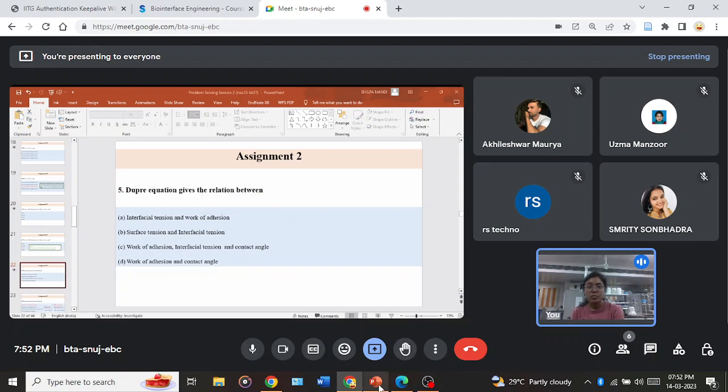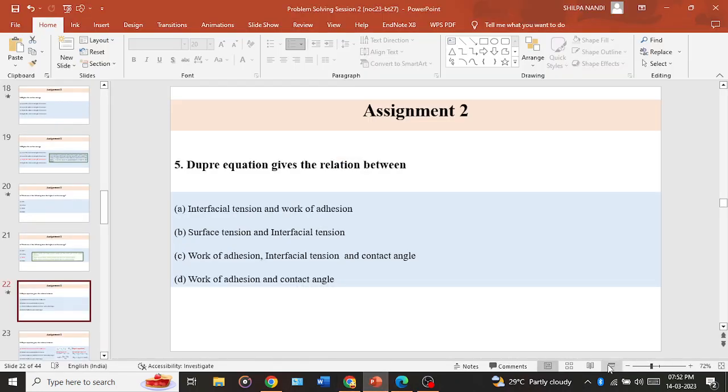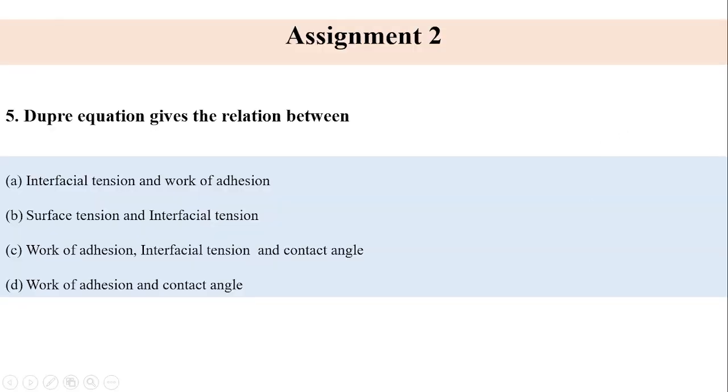Okay, fine. We'll move on to the answer and we'll see what's the correct answer to this question. As you all know, work of adhesion is represented by W12, interfacial tension is gamma 12, and contact angle is theta. So the correct answer to the question is option A, that is interfacial tension and work of adhesion.